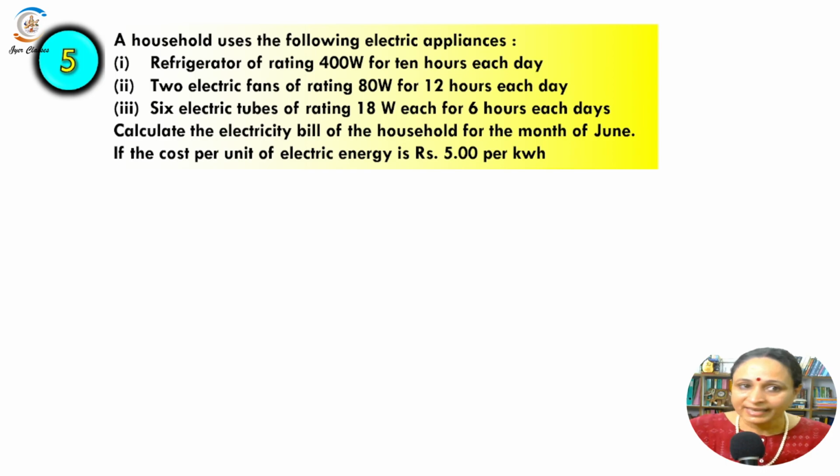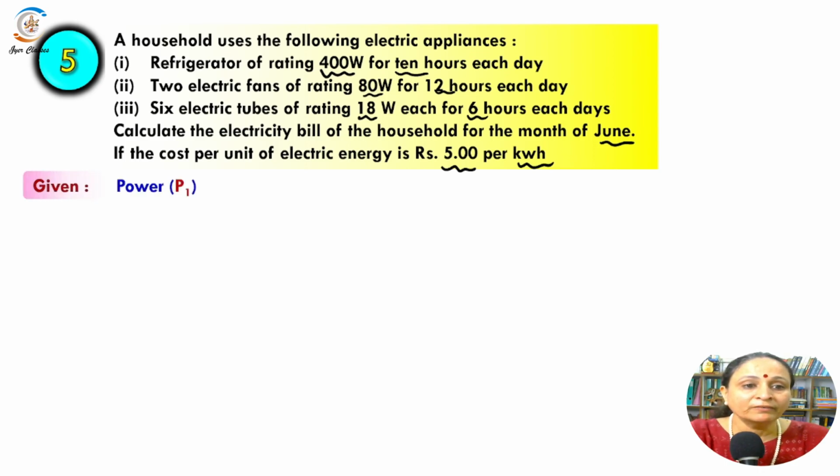Fifth question has come. A household uses the following electrical appliances: a refrigerator which is 400 watts for 10 hours each day, 2 electrical fans of 80 watts for 12 hours each day, 6 electrical tubes of 18 watts for 6 hours each day. Calculate the electrical bill for the household for the month of June. June is a month of 30 days. And the cost per unit of electrical energy is 5 per kilowatt hour. Let's do it. So we have to calculate the bill of the house.